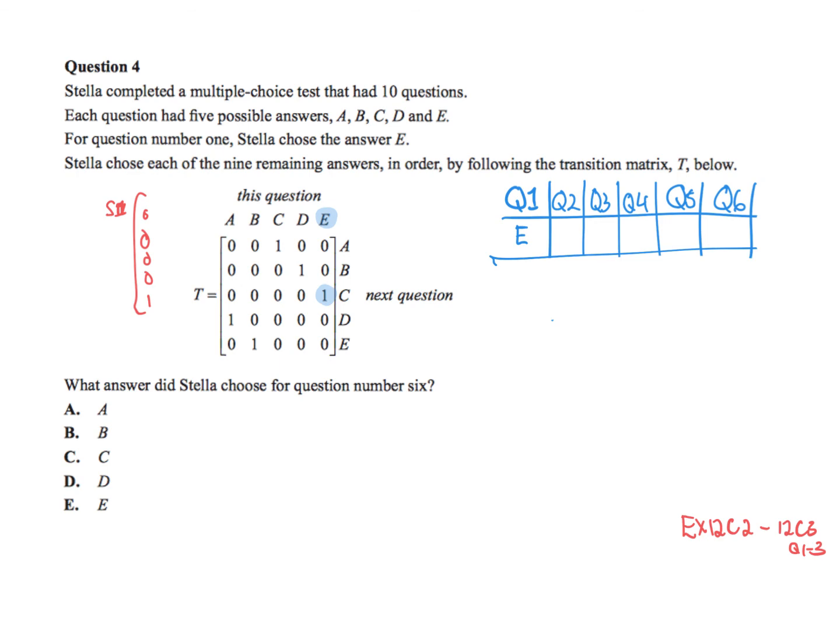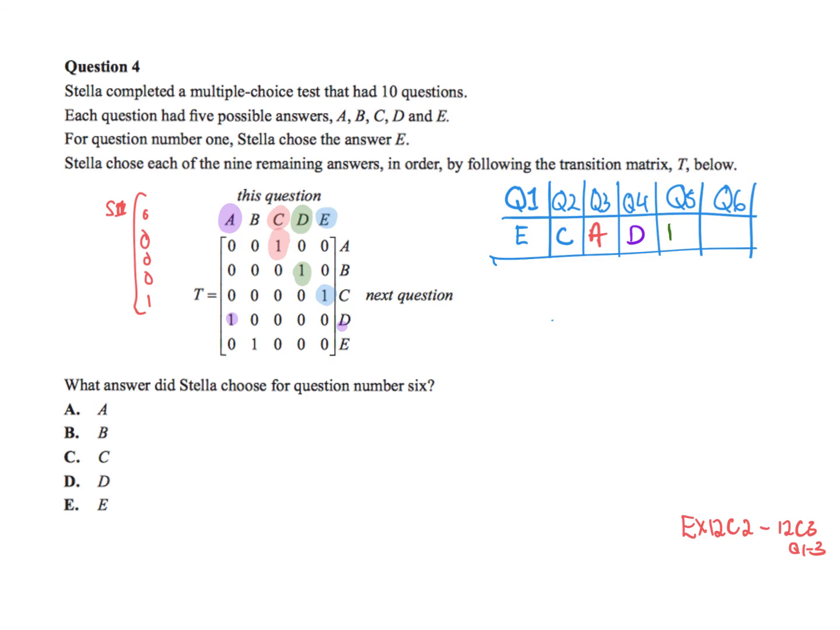So I'm going to write C. So now she's sitting on C. What does she pick for her next question when she's on C? A. Good, excellent. A, because there's a 1 there. So now I'm on A. When you're on A, what do you pick for your next question? Is it D? Yeah. So we got D. Now we're at D. What do we pick for our next question?